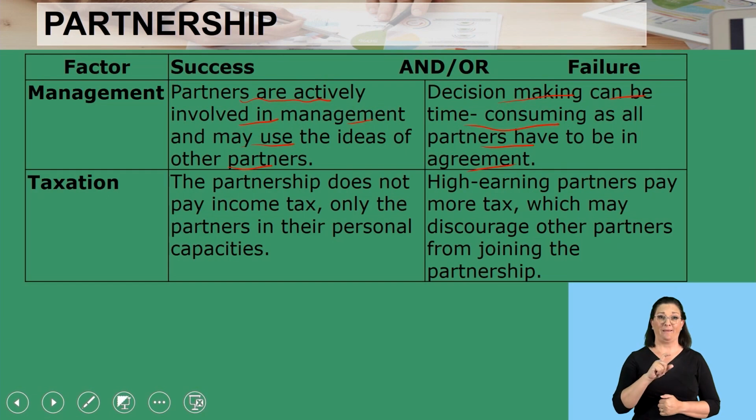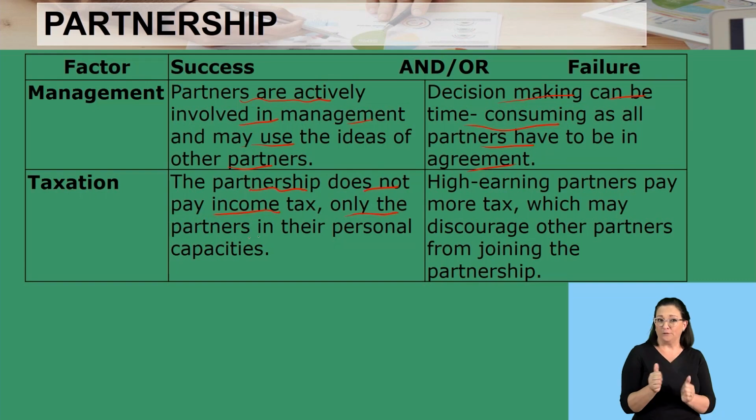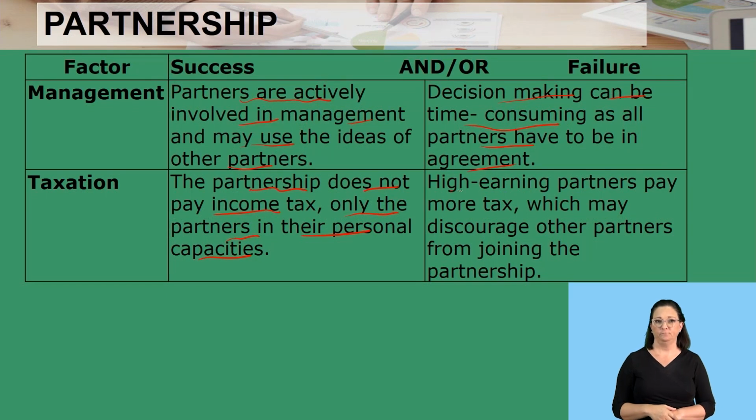Let us look into taxation. The partnership does not pay income tax. The business does not pay income tax. That's what we mean there. Only the partners pay tax in their personal capacity, in their names. Looking into the failure, high earning partners pay more tax, which may discourage other partners from joining the partnership because they know that their tax will go up or their tax bracket will be moved to a higher rate, meaning high tax to be paid.